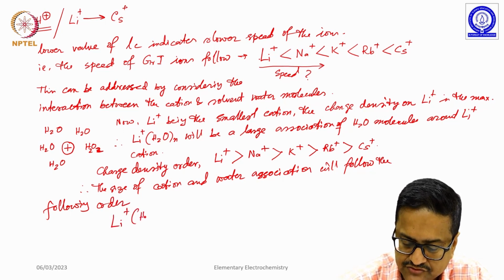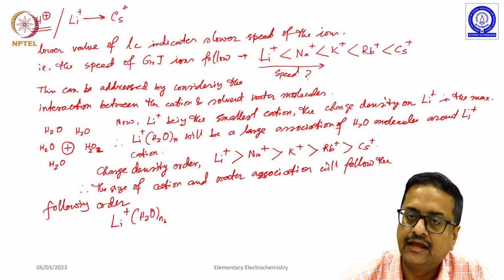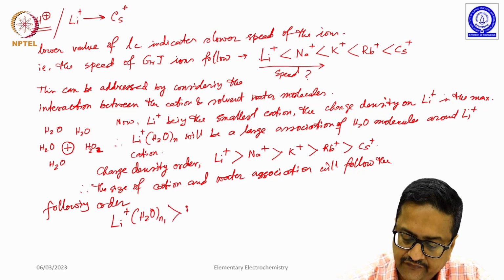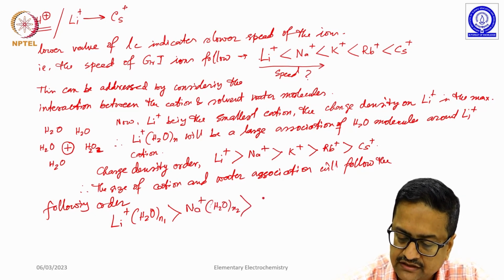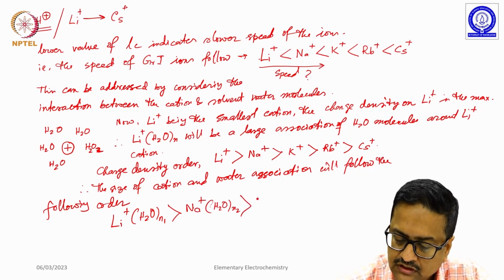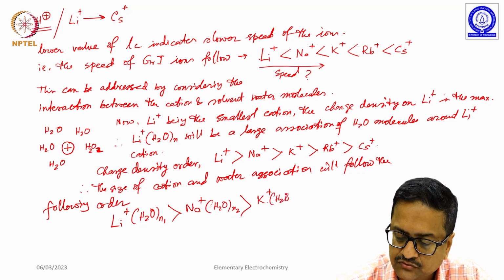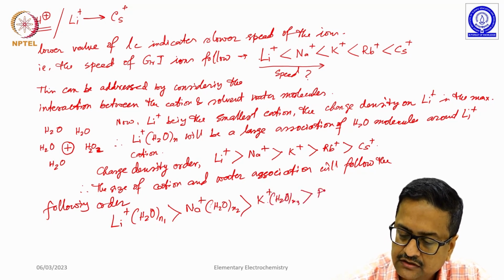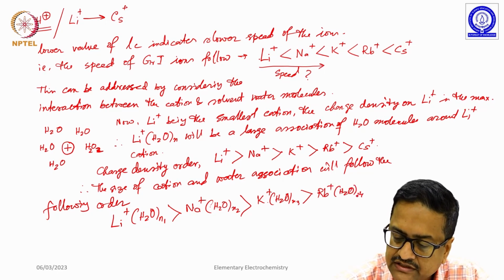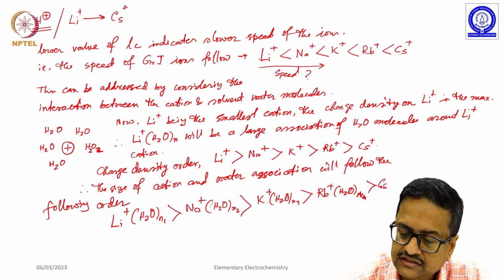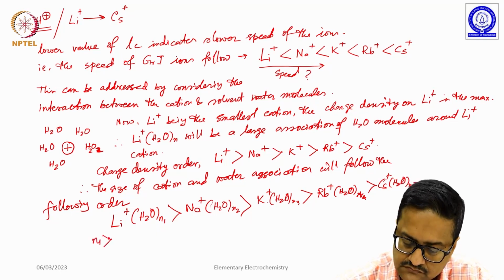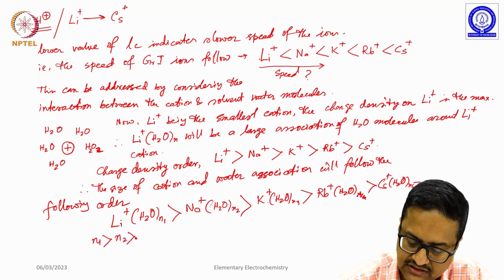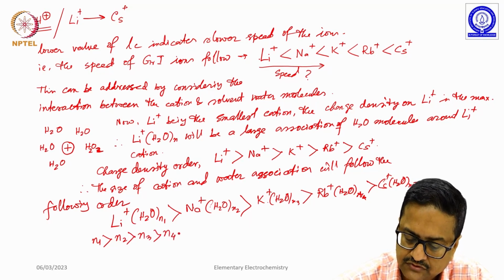Li+ H2O, say N1, is much greater than Na+ H2O N2, which is greater than K+ H2O N3, greater than Rb+ H2O N4, greater than Cs+ H2O N5, such that N1 > N2 > N3 > N4 > N5.